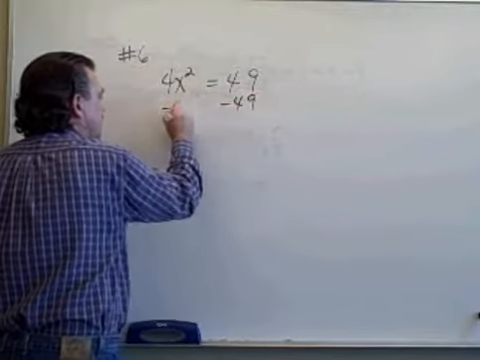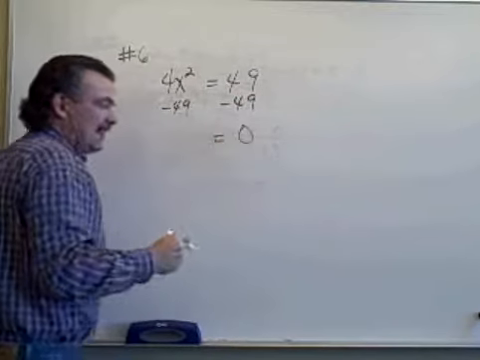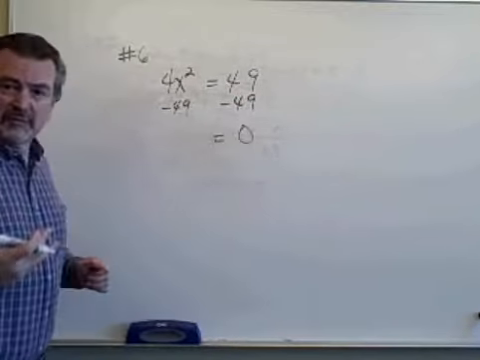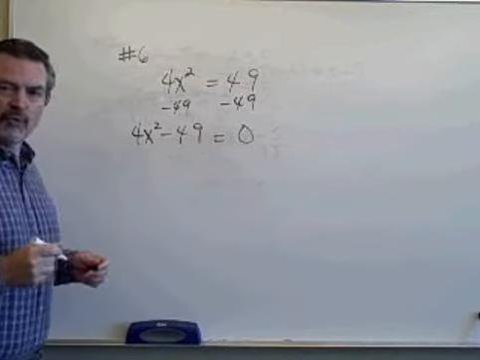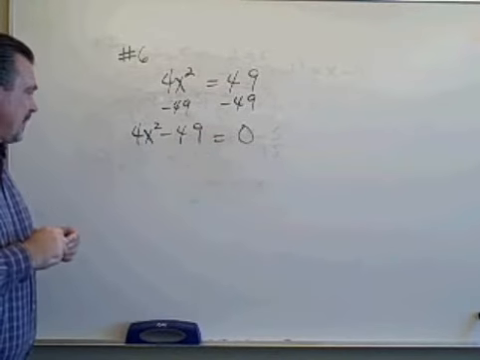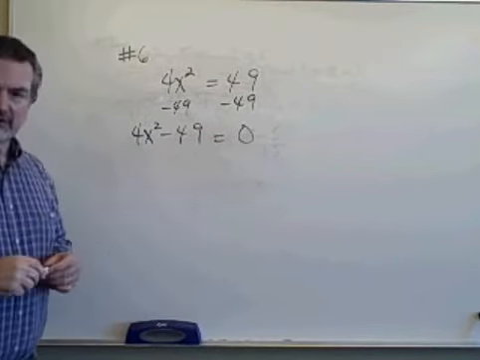So I'm going to subtract 49 from both sides. That will give me the 0 that I want on the right side. I can't subtract 49 from 4x squared and combine those terms because they're not like terms. So this just becomes the binomial 4x squared minus 49. And now I'm going to see if I can factor that binomial. There's no common factor that they share.